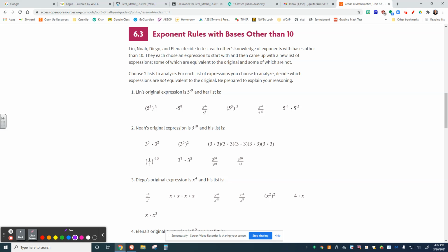And so each one of them chose an expression to start with, and then they came up with a new list of expressions. Some of the expressions are equivalent to the original and some are not. So it's our job to look through these lists and analyze and decide which expressions are not equivalent to the original expression and be prepared to explain. We are going to use a lot of the properties that we've been working with. We're going to review all of those here, and we're going to use those to figure out what these mean. So the first one, I see that this one would be power of a power.